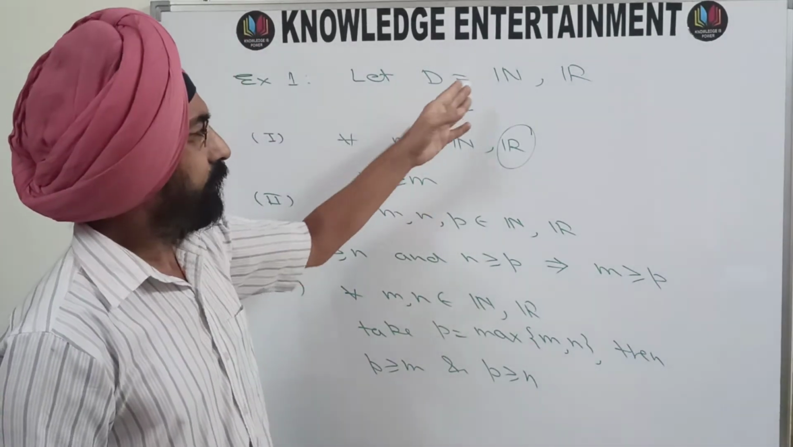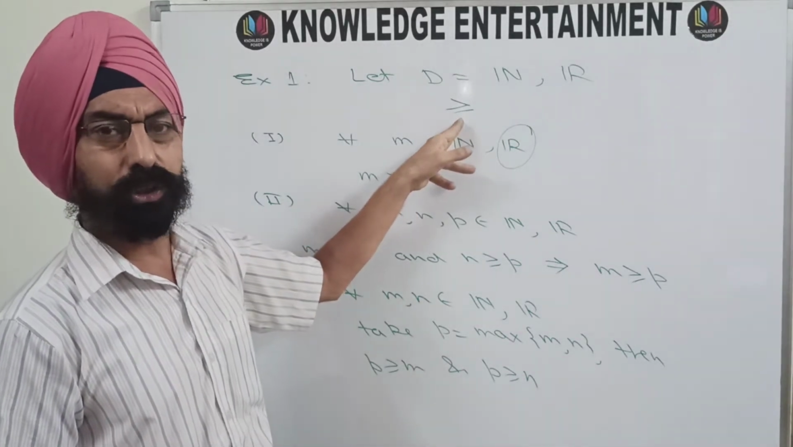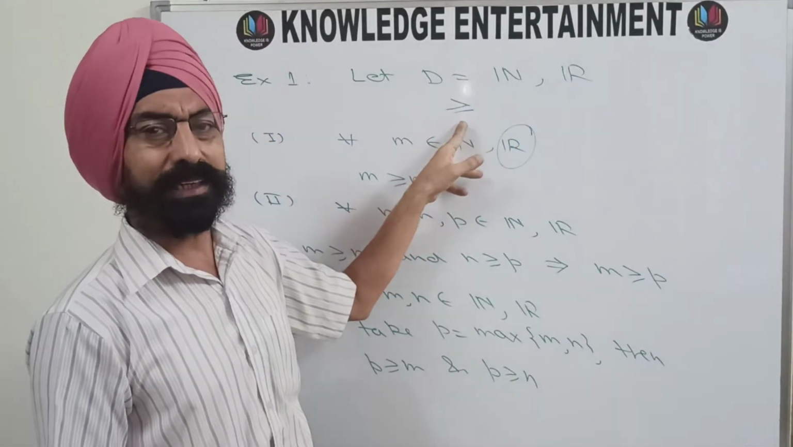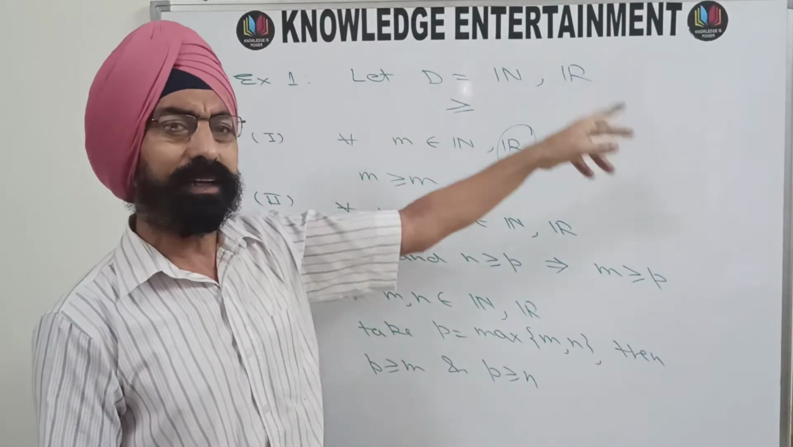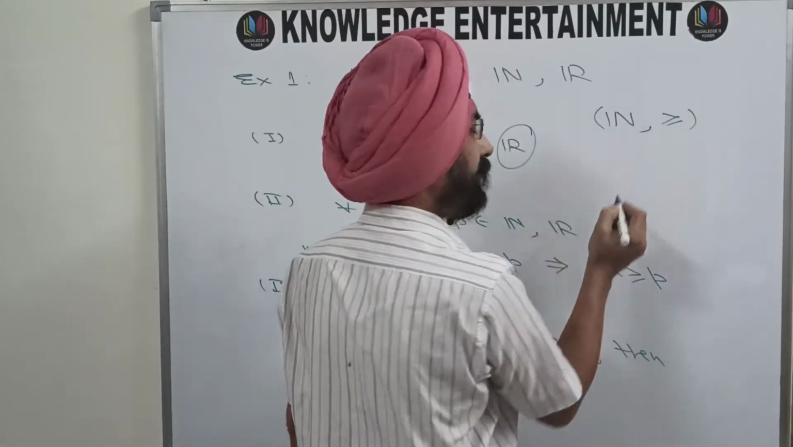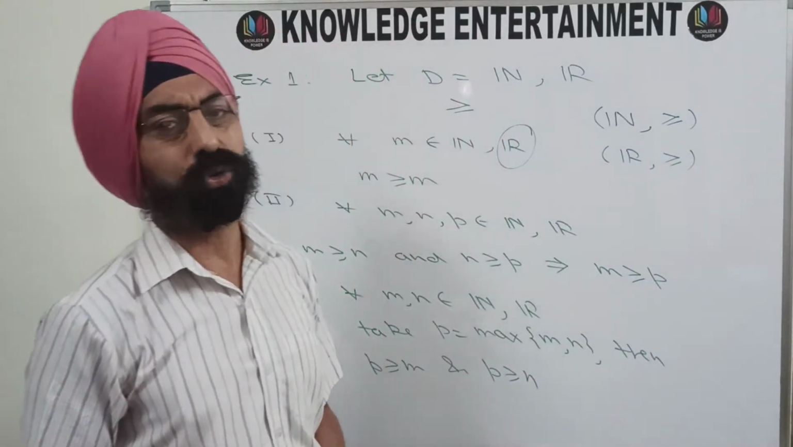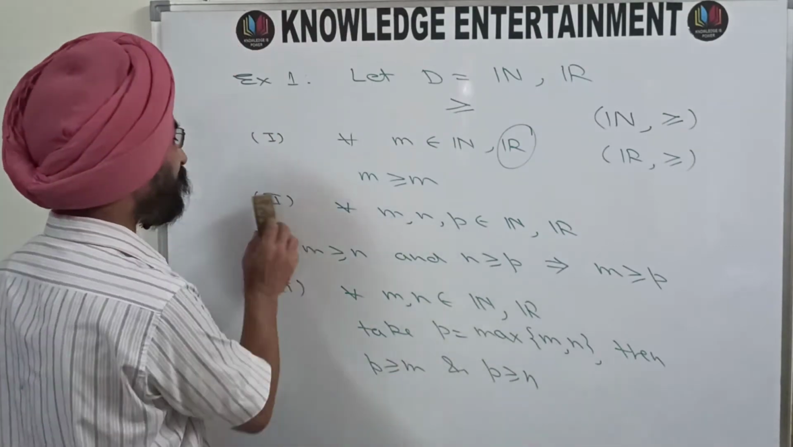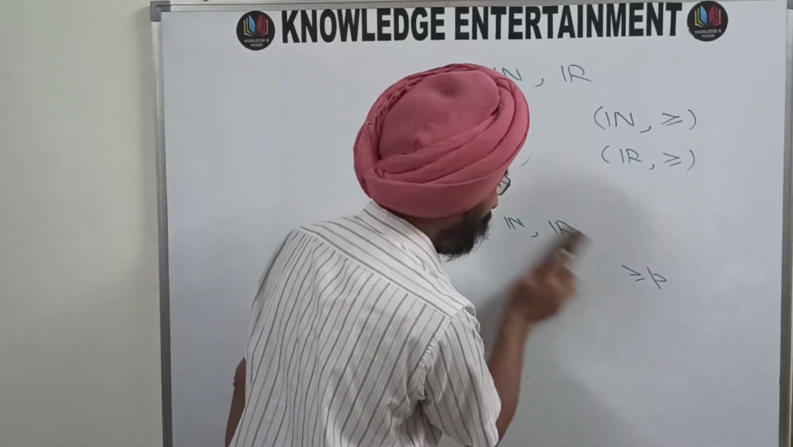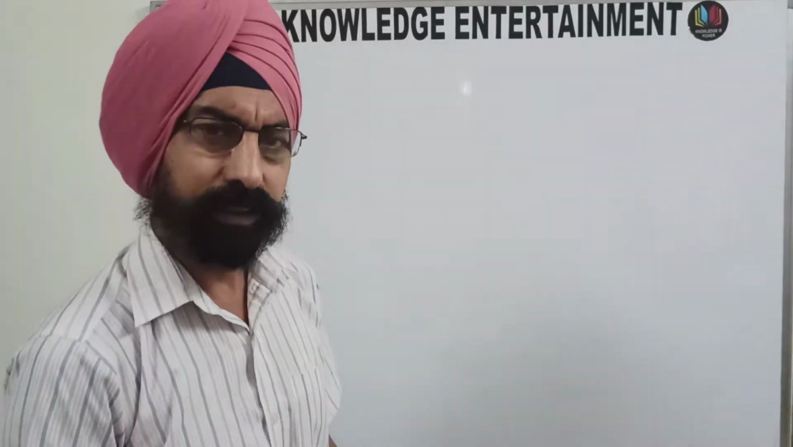So the set of natural numbers together with the binary operation greater than or equal to in its usual sense, or the set of real numbers with the binary operation greater than or equal to in its usual sense, they are directed sets. So N with greater than or equal to is a directed set, R with greater than or equal to is also a directed set. So this was the first trivial basic example of a directed set. Then we will move on to some other examples.